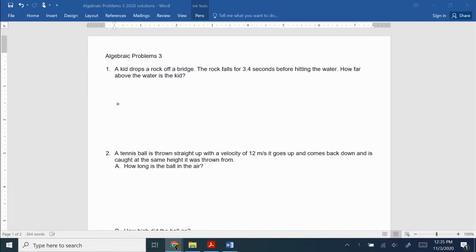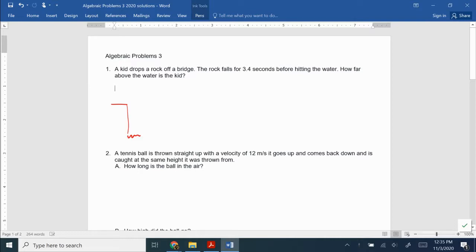So here we go. A kid drops a rock off a bridge. The rock falls for 3.4 seconds before hitting the water below. How far above the water is the kid? So, right down here we got our water. Oops, shoot. There's our bridge. Here's our water.